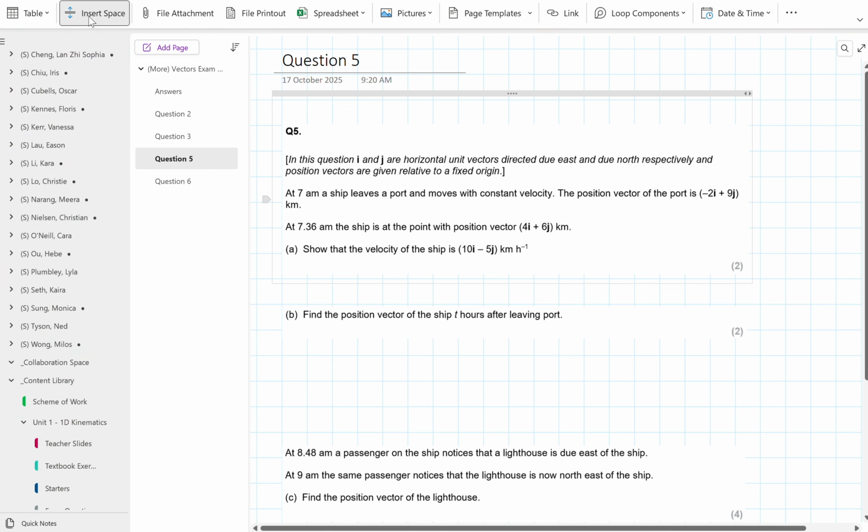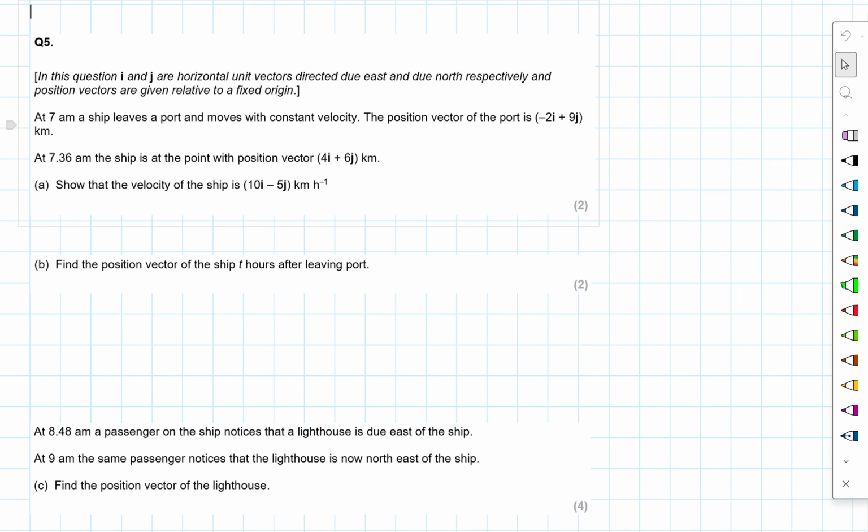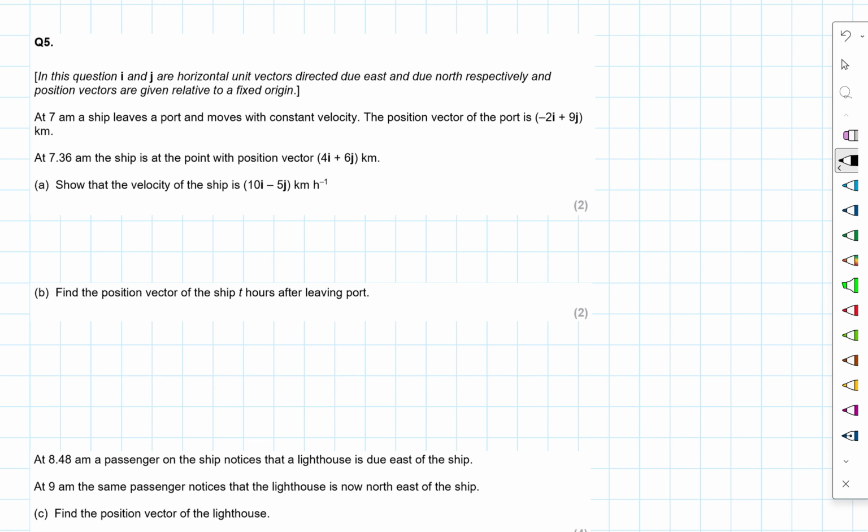This is question 5 from the set of exam questions, and this one involves working with cardinal directions, which is quite a common sort of twist that might make you think a little bit. My advice, as always, with most mechanics questions is to draw an effective diagram. So let's start by getting the first parts out of the way.